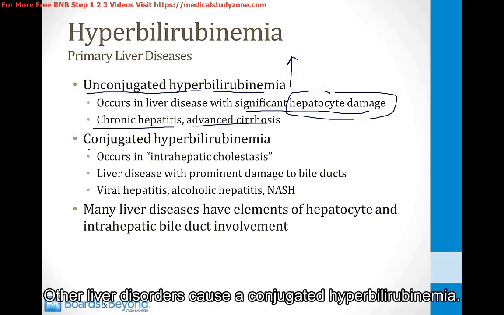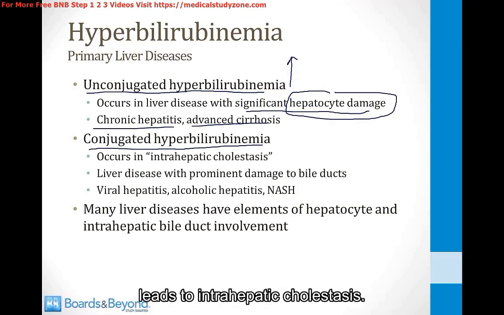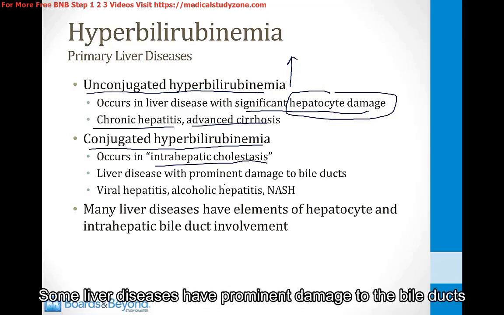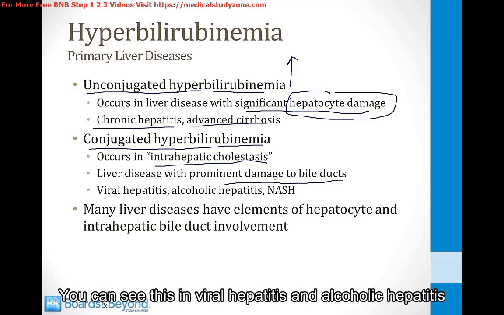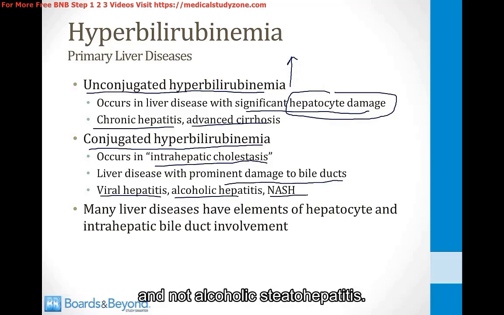Other liver disorders cause a conjugated hyperbilirubinemia. This occurs when liver disease leads to intrahepatic cholestasis. Some liver diseases have prominent damage to the bile ducts, and they plug up the bile ducts inside of the liver. You can see this in viral hepatitis and alcoholic hepatitis and non-alcoholic steatohepatitis.